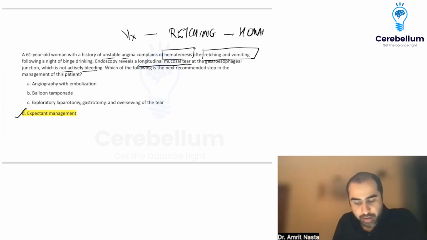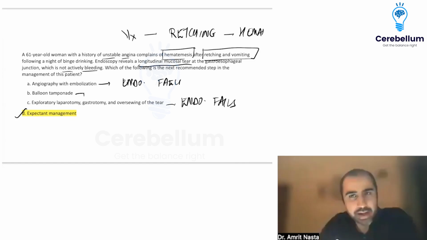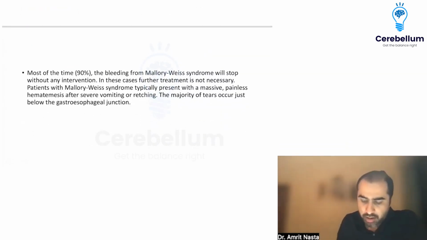Okay, expectant management. Angiography with embolization will be done if endoscopy fails to control the bleed. Balloon tamponade obviously has no role here, no connection. This will be done if all other measures fail. Endoscopy fails, embolization fails, then you will think about this. Mallory-Weiss tear is a submucosal bleed. Normally, nothing is required. It stops by itself. If it doesn't stop, you can do something. Okay, normally it stops by itself.